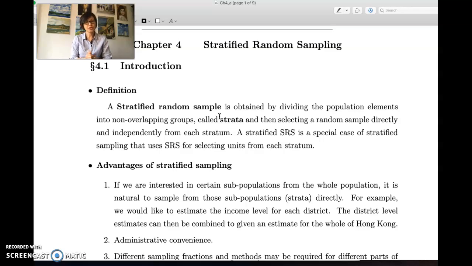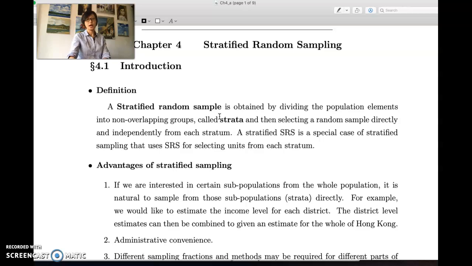Okay, so make sure that you are quite clear about how we perform all these steps or techniques in simple random sampling, because we are going to make use of those techniques and apply them to stratified random sampling.